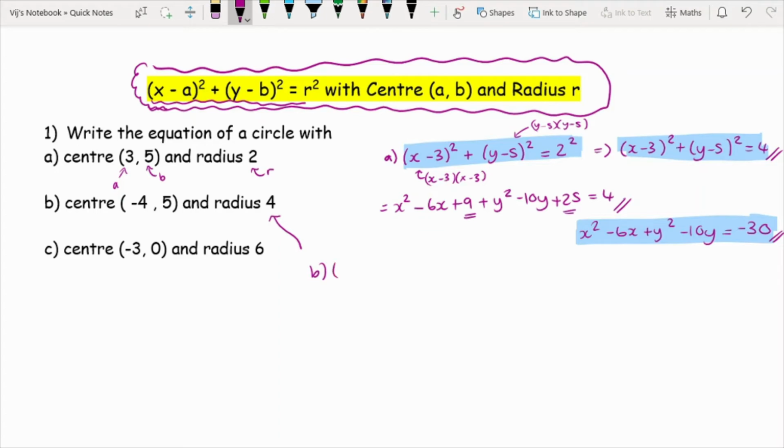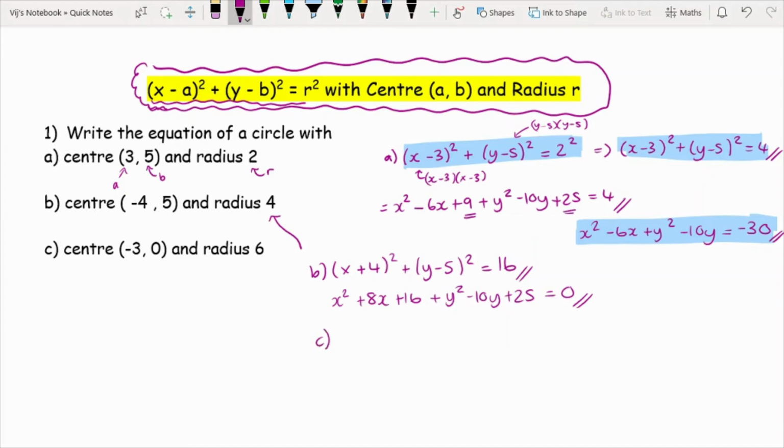We've got x plus 4, because remember that a is minus and we've already got 2 minus to make a positive, squared, plus y minus 5 squared equals 16. So again, I could leave my answer like this, or I could choose to expand it, in which we get x squared plus 8x plus 16 plus y squared minus 10y plus 25, which equals 0. So any of those formats would be fine, or I could take the constant over to the side.